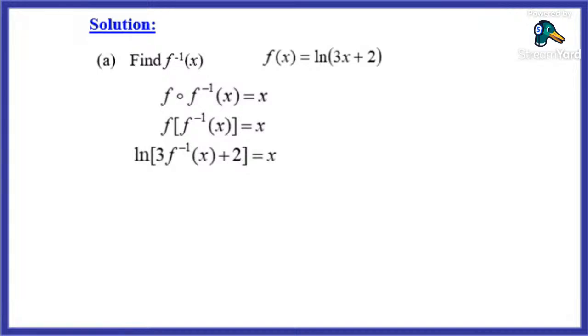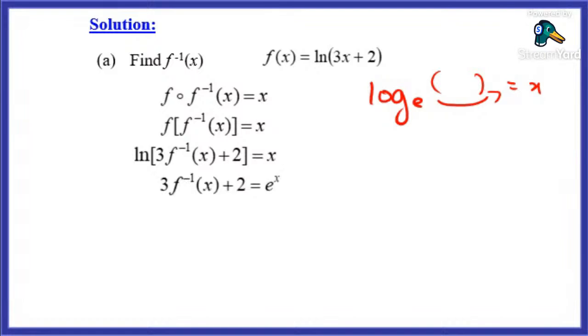So sekarang ni nak hilangkan log, apa kita buat? Kita jadikan base dia, natural log ni adalah log base e. So log base e ni kita tukar ke dalam bentuk exponential. So e ni kita bawa ke kanan lah. Okay. Kita bawakan ke kanan, jadilah base untuk index. So kita akan dapat 3 f inverse tambah 2 sama dengan e kuasa x. Okay. So dapat ni dah.